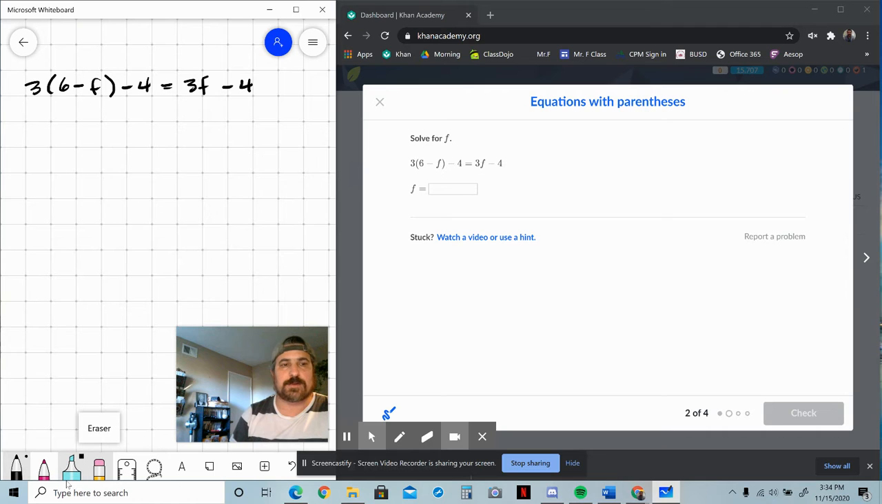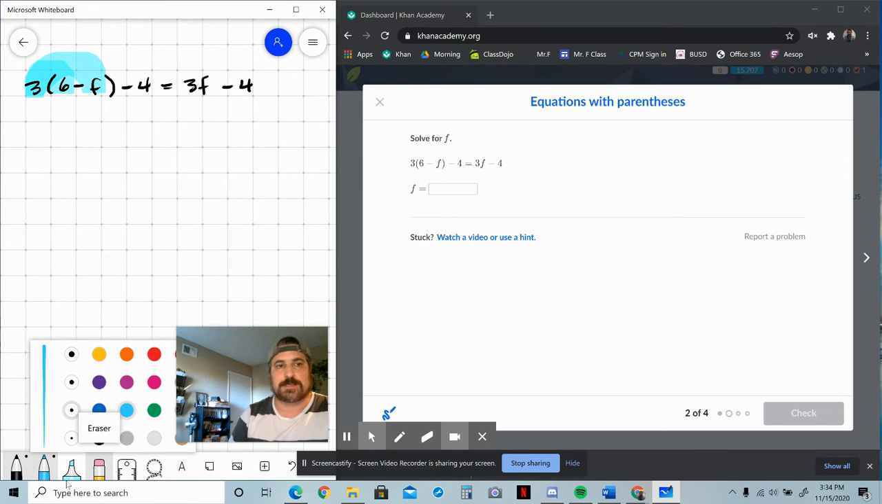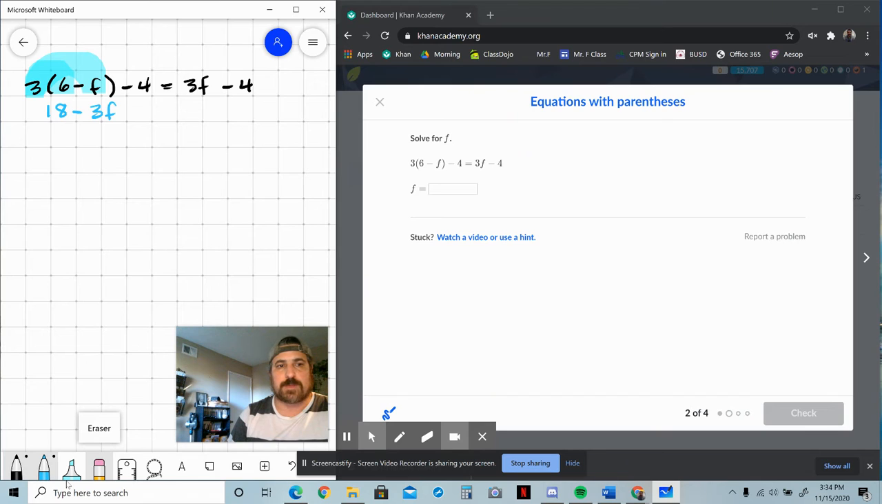Once again, like I said, you're going to distribute where you can. So multiply through the parentheses by the outside factor whenever you need to. And you're going to get the value inside, which is really worth what? This is 3 groups of 6 positive units and a negative f. So isn't that going to be 18 positive units and 3 negative f's? This is 3 groups of all this stuff inside. And so this is 18 minus 3f minus 4 is equal to 3f minus 4.